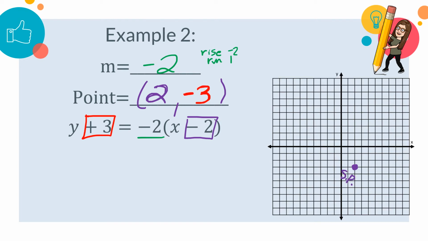Then I'm going to count my slope. Down 2, right 1, down 2, right 1, down 2, right 1. I need to go the other direction to get my 5. Connect and arrows.